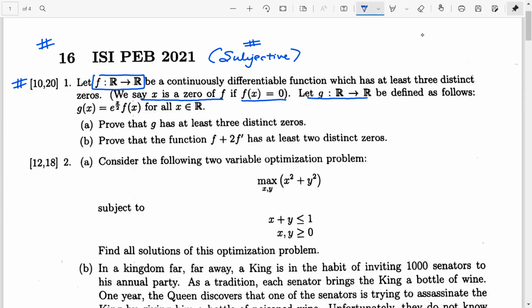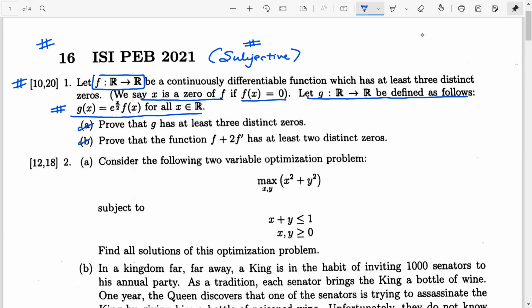Let g be a function which maps R to R, defined as follows. g of x is given to us as e to the power x by 2 times f of x for all x belonging to real numbers. The question is asking us, prove that g has at least three distinct zeros. That's part A, which is for 10 marks. And part B, prove that the function f plus 2f dash, where f dash is the first order derivative, has at least two distinct zeros.